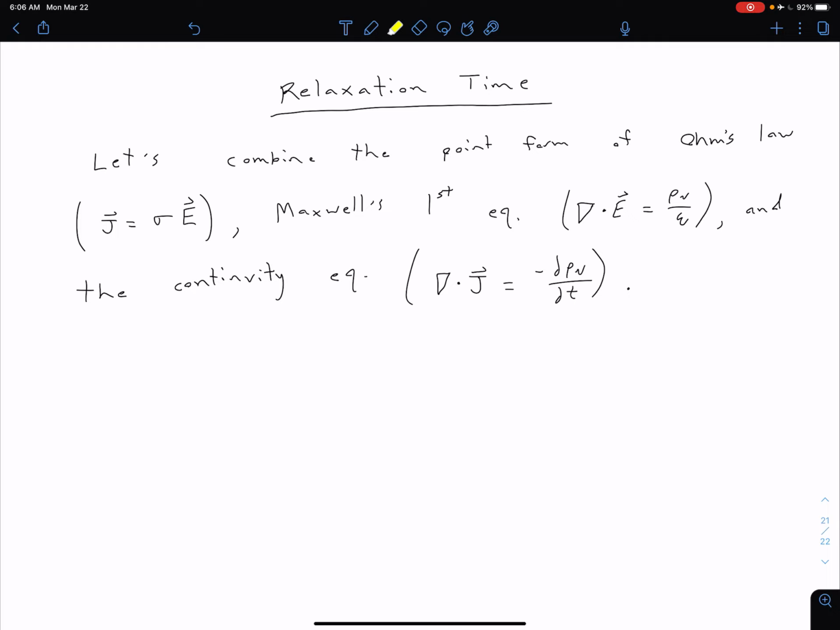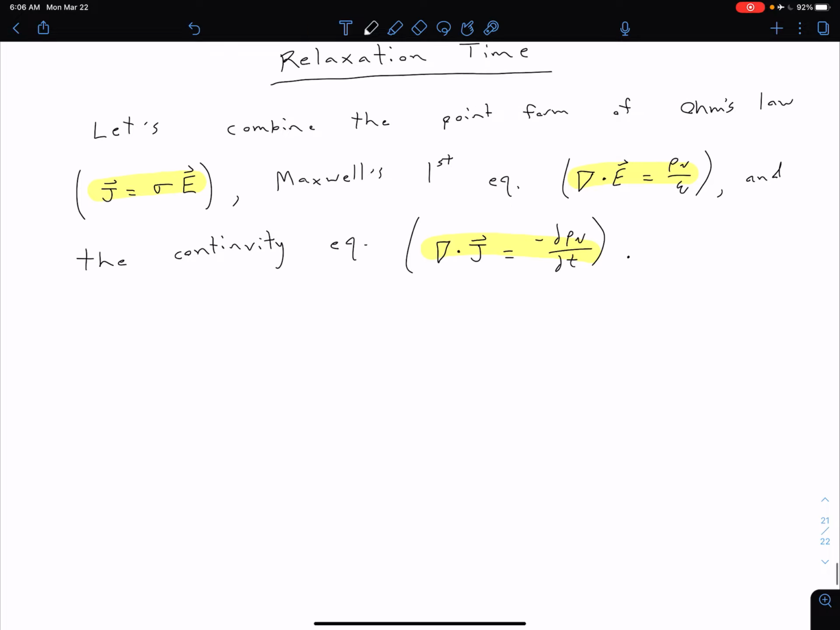We're going to use the point form of Ohm's law, which is J equals sigma E, and Maxwell's first equation, the divergence of E is equal to rho V over epsilon. That's slightly different from what we've seen before; I've just used our relationship between the electric flux density D and the electric field to get it in terms of electric field. And then finally, we're going to use a continuity equation from our previous video.